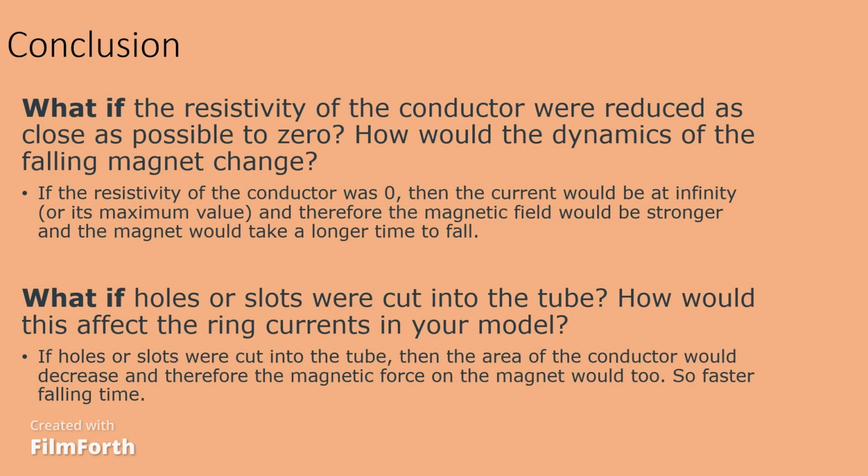What if there are holes or slots cut into the tube? How would this affect the ring currents in your model? If there were holes or slots, there's going to be less surface area, and when there's less area, there will be less magnetic force on the magnet. And if there's less magnetic force on the magnet, then the magnet will fall faster.